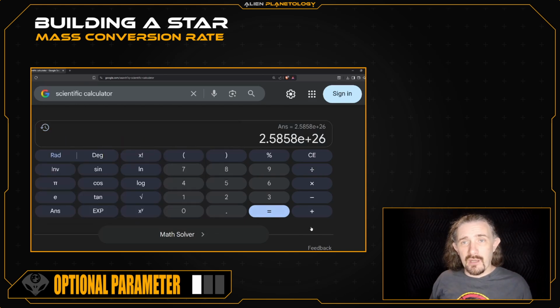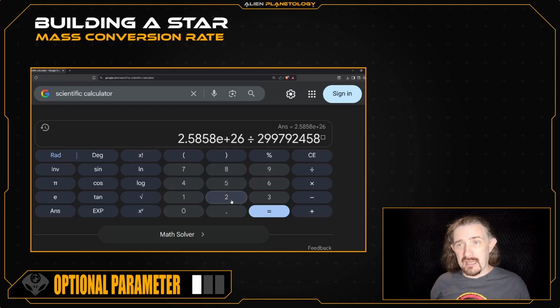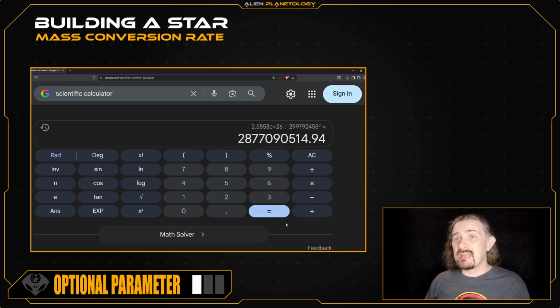Now that we have our luminosity, we want to divide it by the speed of light squared, which we do by entering 299,792,458 meters per second, and then square this by raising it to the power of 2. Now, when I press equals, I get a number that isn't being displayed like all the previous results I've had.